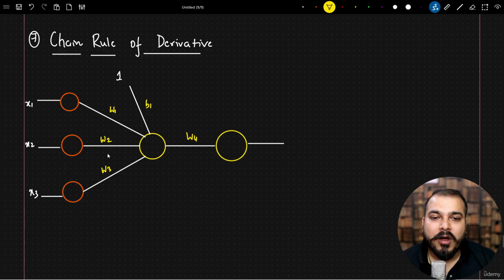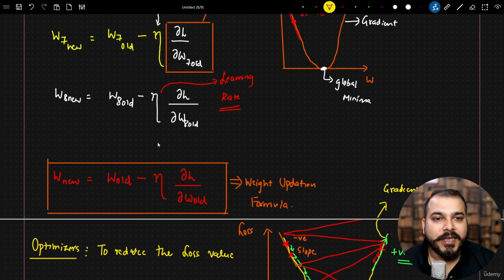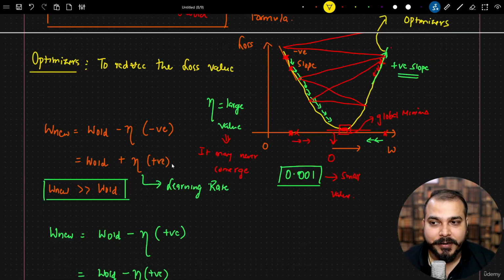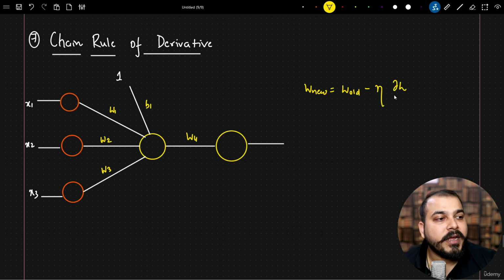So till now, you have already seen that we have discussed the weight updation formula. We know the formula over here. The generic formula is basically written, right? So if I talk about the weight updation formula, let me write it down over here. W new is equal to W old minus learning rate times derivative of loss with respect to derivative of W old. So this is the entire formula that is basically used for the weight updation.